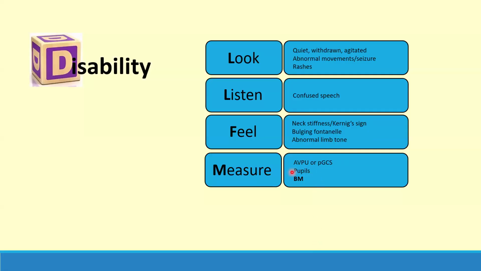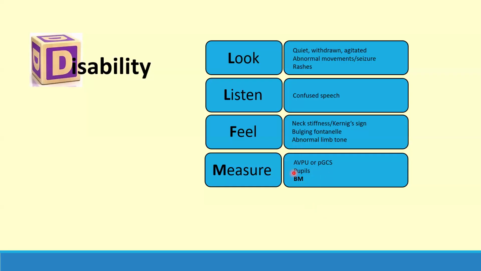Things to measure, obviously, so BM is another unhelpful acronym, but essentially means blood sugar. So we should be saying CBG, so capillary blood glucose. Pupils helpful to measure, and neurosurgeons always get very excited if you've measured their pupils, particularly if they're abnormal.